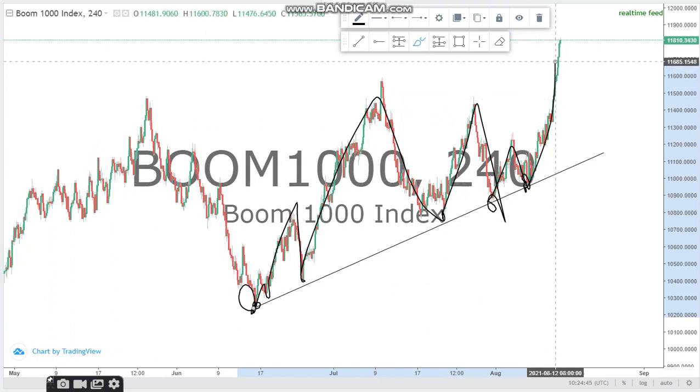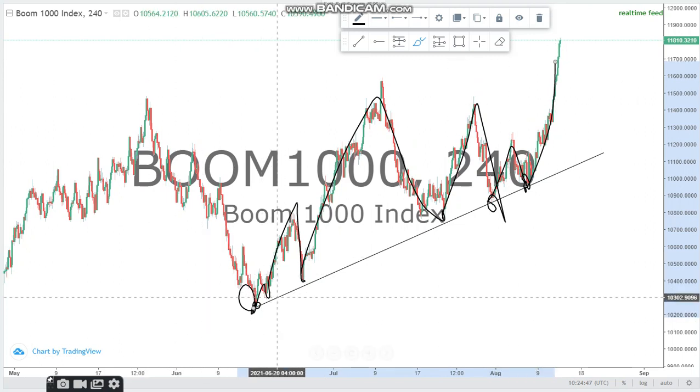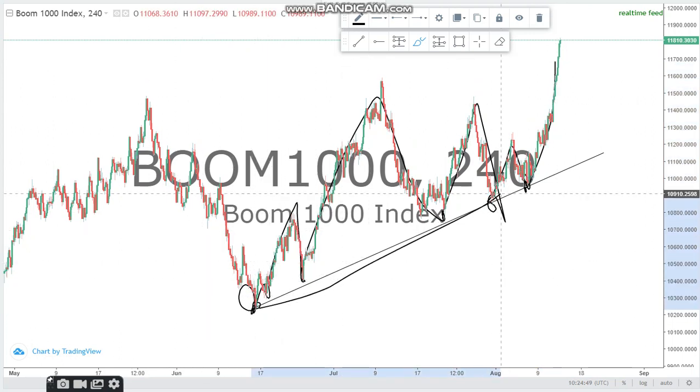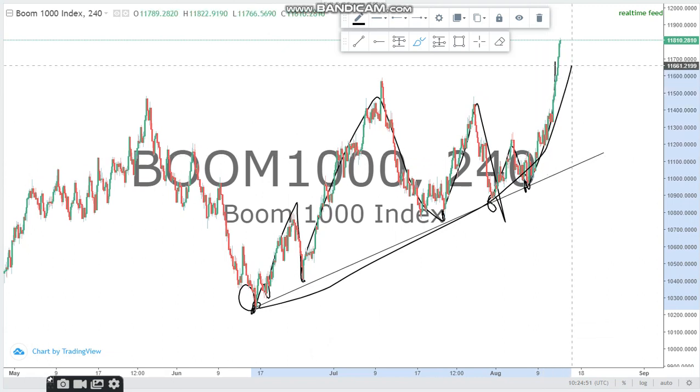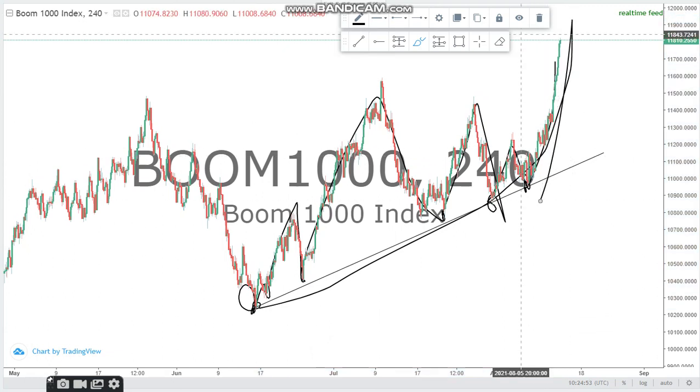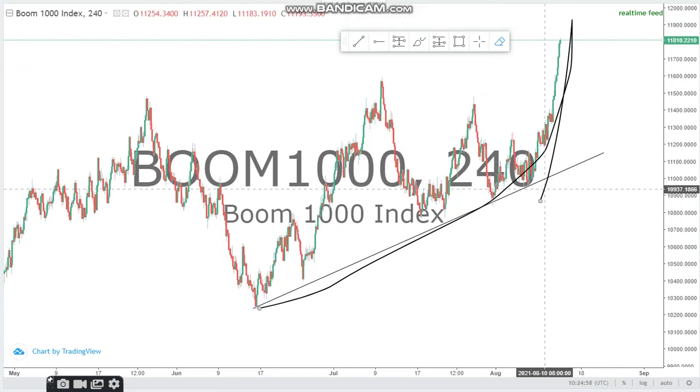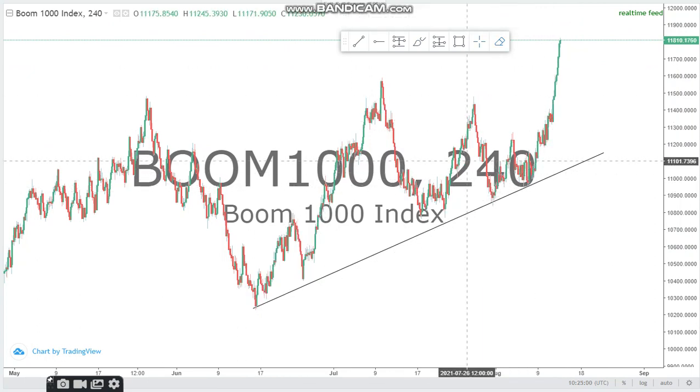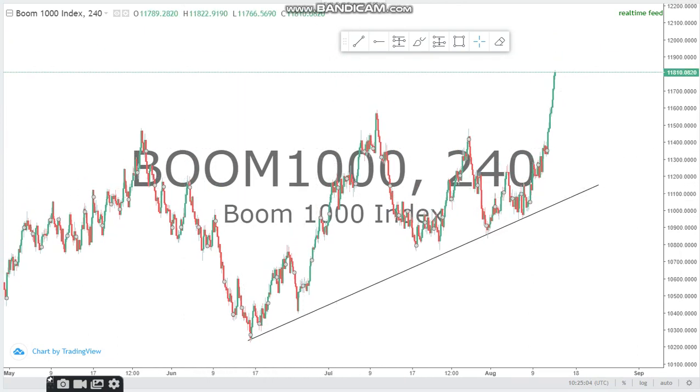So what does it mean? It means whenever the market touches this point here, it does what? It buys. So it's something that we need to consider in future so that we don't get confused when we see something like that on Boom 1000.